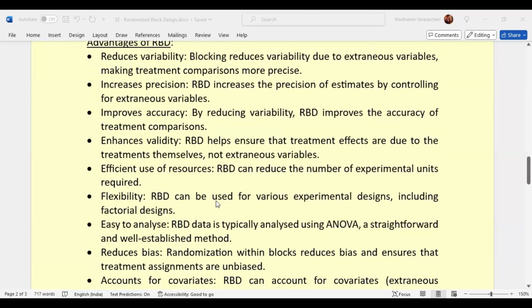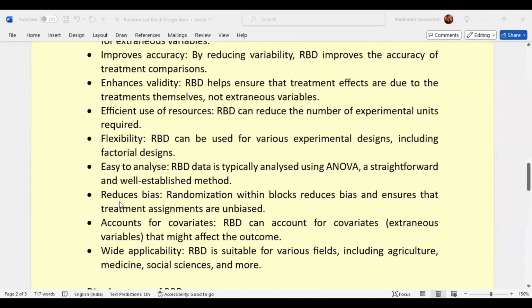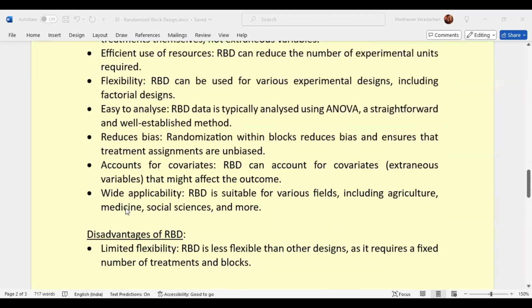Flexibility. RBD can be used for various experimental designs, including factorial designs. Easy to analyze because RBD data is typically analyzed using analysis of variance, a straightforward. Only difference is here it will be a two-way ANOVA, a straightforward and well-established method. It reduces bias because randomization within blocks reduces bias and ensures that treatment assignments are unbiased. It accounts for covariates. RBD can account for covariates, means extraneous variables that might affect the outcome. Wide applicability, RBD is suitable for various fields, including agriculture, medicine, social sciences, and more.